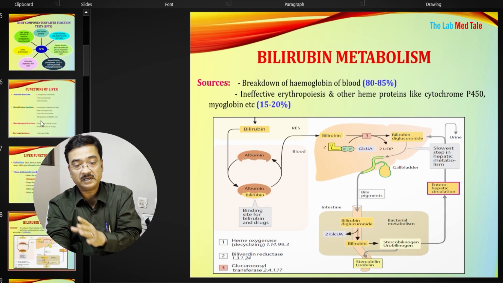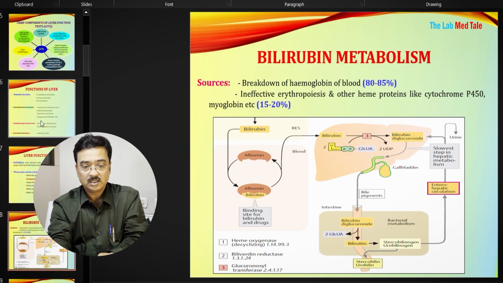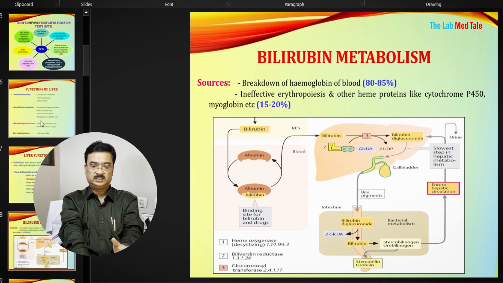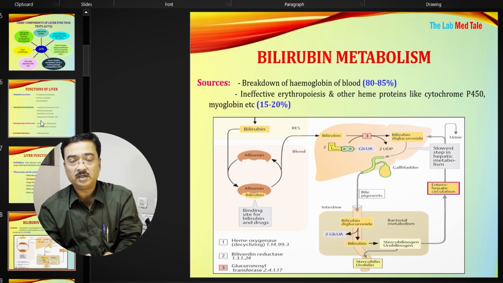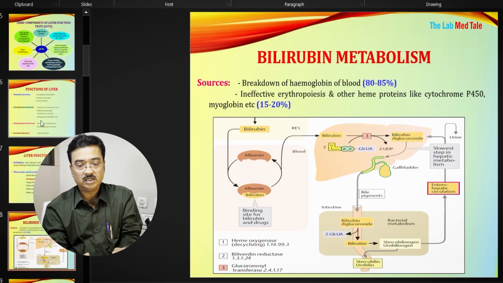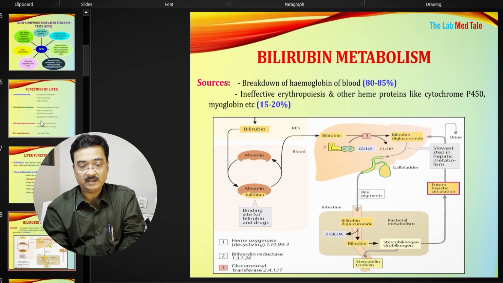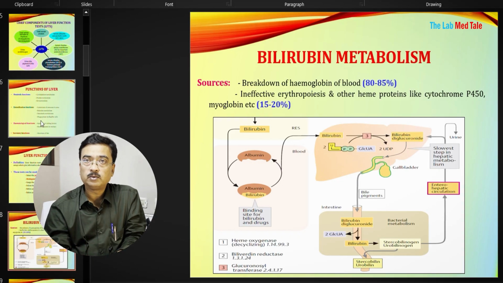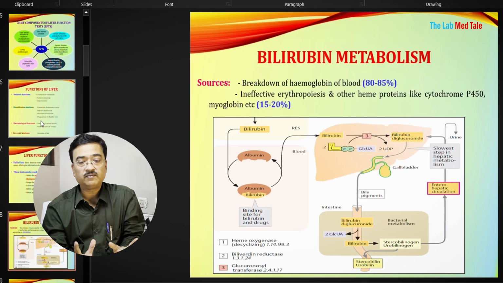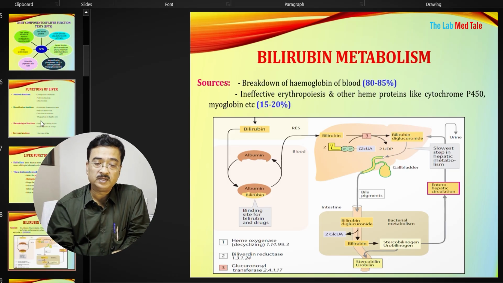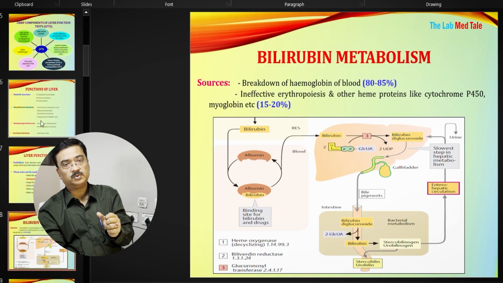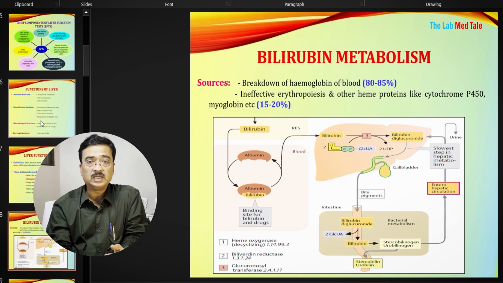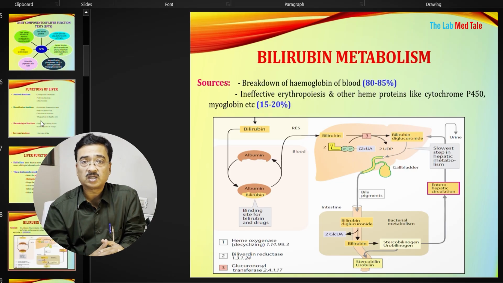Now, bilirubin metabolism, as you know, is not a very complex thing. It is the breakdown of hemoglobin in blood, which gives 80 to 85% of bilirubin, and the breakdown of myoglobin gives 15 to 20%. So these are what we get from the breakdown of hemoglobin. Fine. So once bilirubin is formed, a major problem with bilirubin is that it is not water soluble.